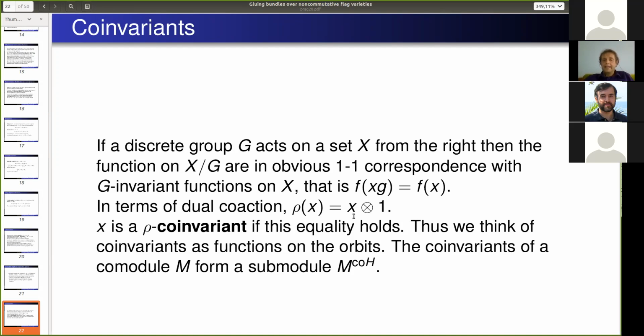Rho of x is x tensor 1. And if you look at the algebra of functions on a set on which a group acts, then coinvariants for the dual coaction are exactly the functions which are invariant along the orbits of the group action. That's very important for a later part of the talk.